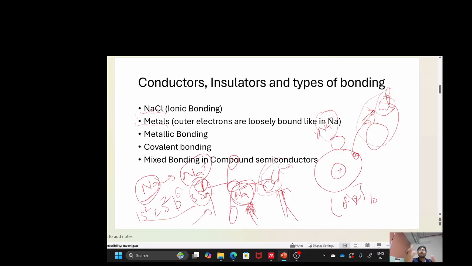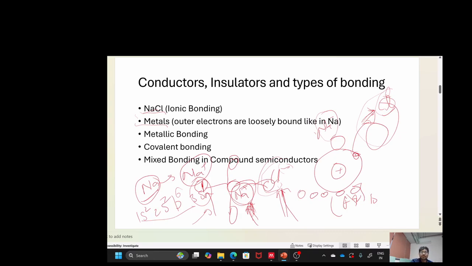Okay, so now if so many atoms of sodium come close together, and from every atom you are getting one electron, because of the interaction between the wave functions, these electrons are delocalized.